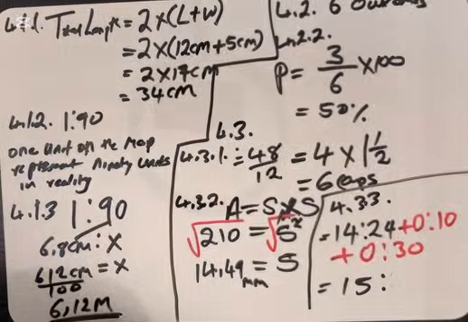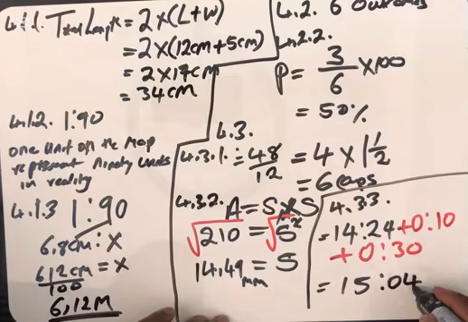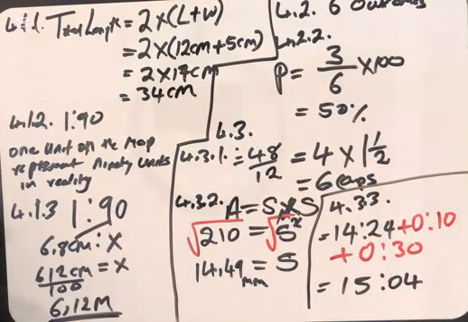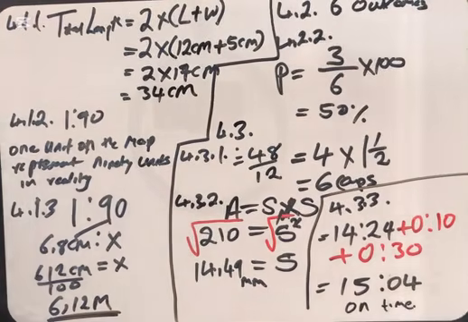So let's write this. It's going to be 4 past 5. So will she be on time? Is she on time? Yes. She will be on time.